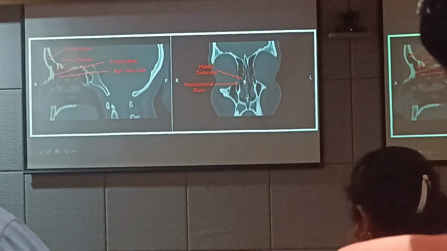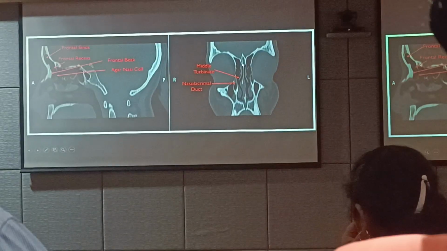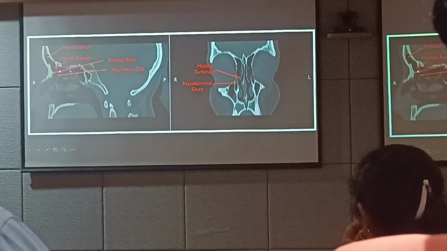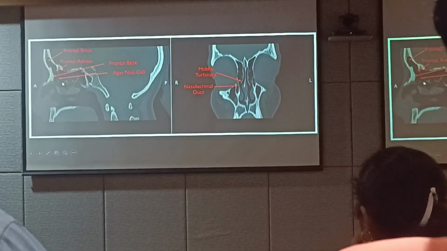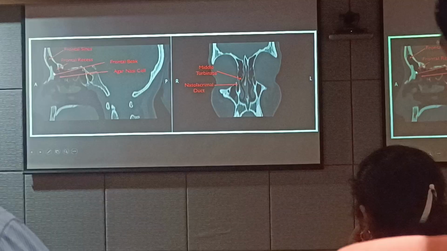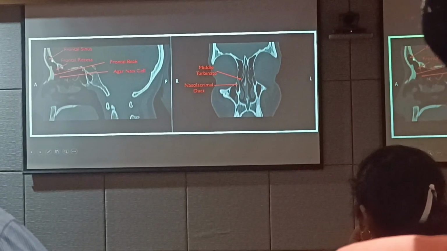Here you can see the middle turbinate attaching itself here to the junction between the medial and lateral lamella of the cribriform. You can see the nasolacrimal duct. You can see over here the agger nasi cell just down here. Okay, you can make out the frontal beak, frontal recess, and frontal sinus.